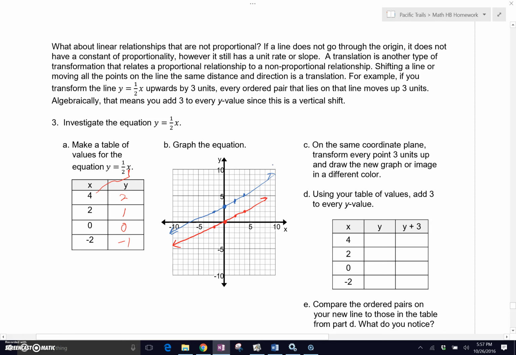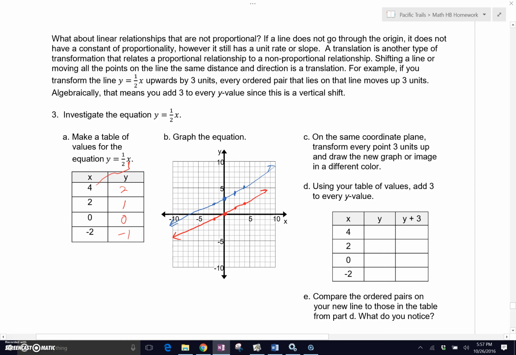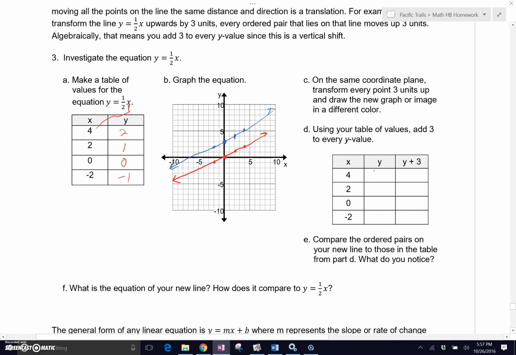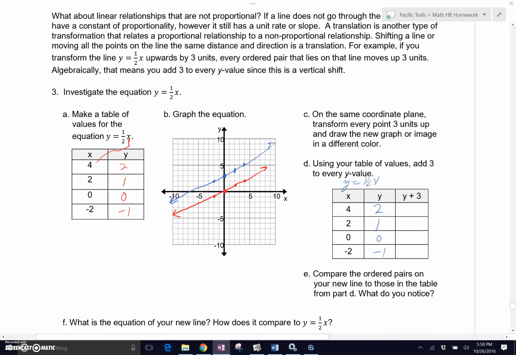So looking at D, it says using your table of values, add 3 to every y value. On my very first equation, y equals 1/2 x, when I plugged in these values for x, my y values were 2, 1, 0, -1. Now when we did the translation, when we moved it up 3 spots, we just added 3 to all my y values. All the x values stay the same, and my y values increased by 3. So this would give me 5, 4, 3, and 2.